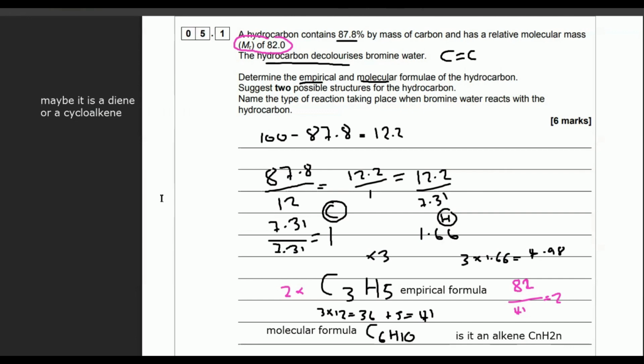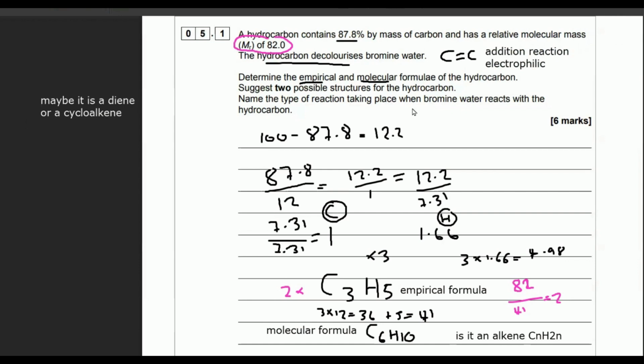bonds. So what I would do from here, of course, name the type of reaction taking place when bromine reacts with the hydrocarbon. This is going to be an addition reaction. It's going to be like electrophilic addition. Is it electrophilic addition or nucleophilic addition? It's addition anyway. So addition reaction is adding across the bond. It's electrophilic, isn't it? Because it's hunting out that electron-rich region. So yeah, it's going to be addition reaction. It's going to be electrophilic addition.